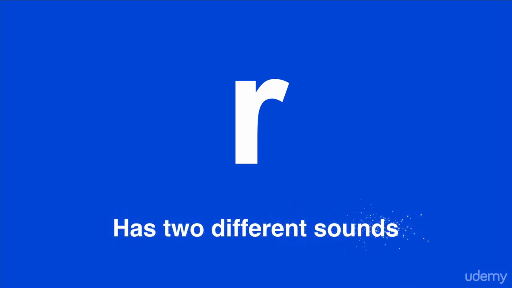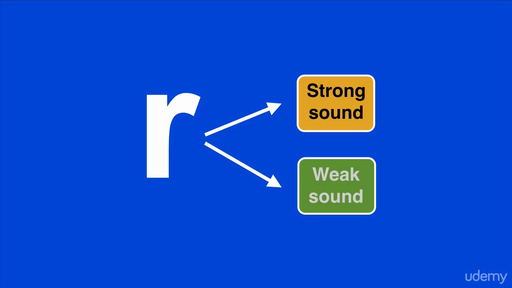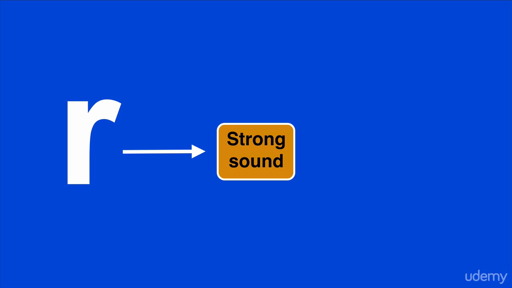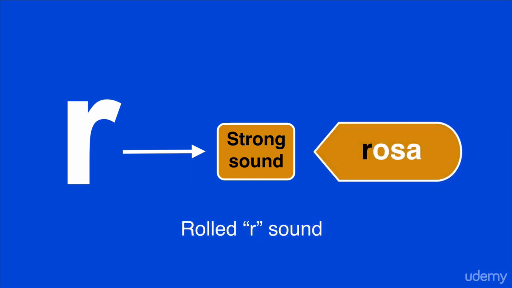Our next consonant is the R, called erre in Spanish. The R has two sounds just like the G, a strong sound and a weak sound. The strong sound has a rolled R sound, much like the stereotypical R Spanish sound that we would expect, and it's always the first letter of a word. An example would be rosa.